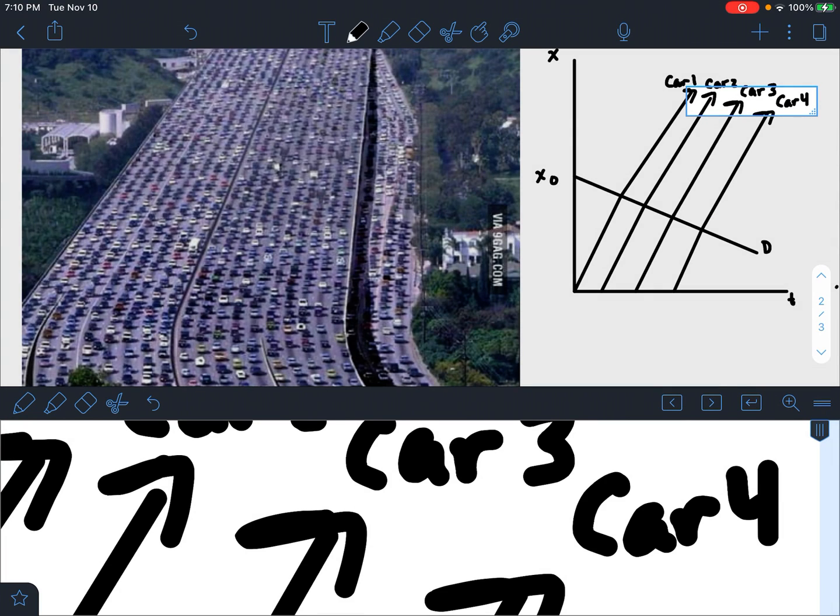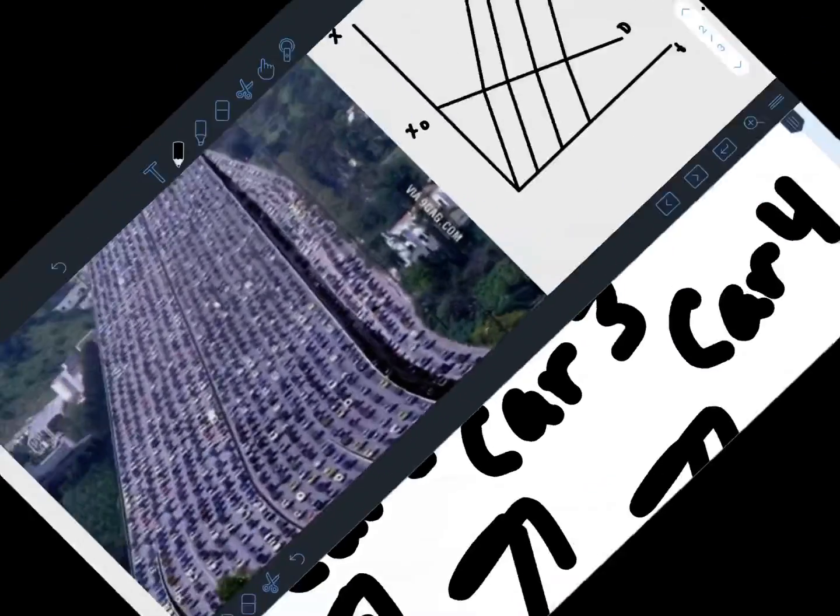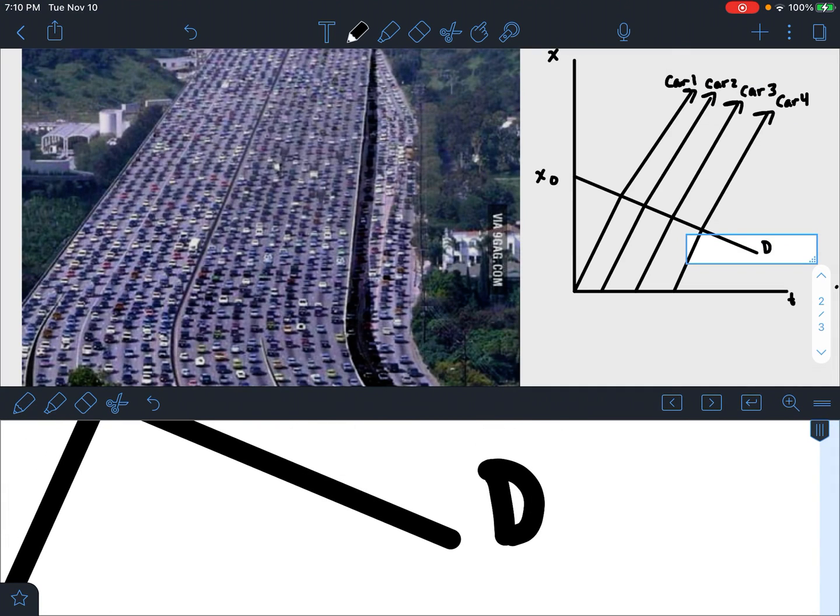In that sense, car 1 starts to go, then car 2 goes, then car 3 goes, then car 4. As you can see, that traffic jam moves through them, the paths of individual cars with the wave of the traffic jam moving through them. That's what this graph is explaining.